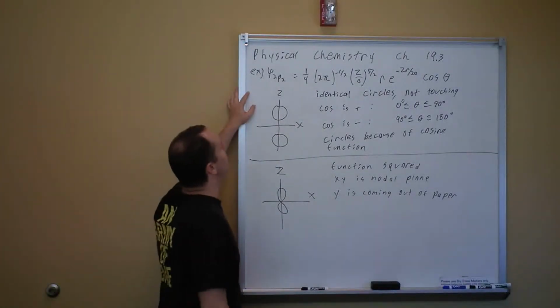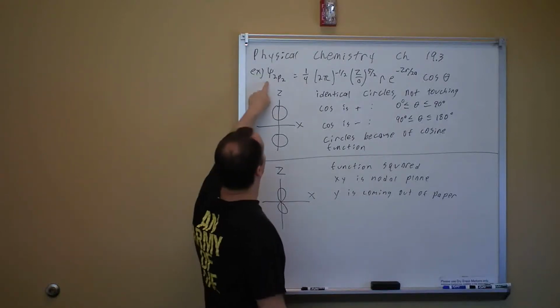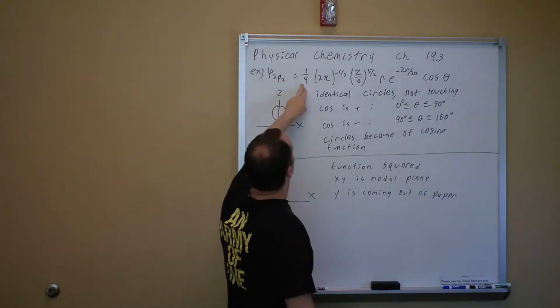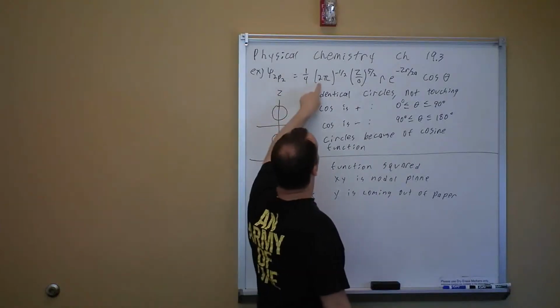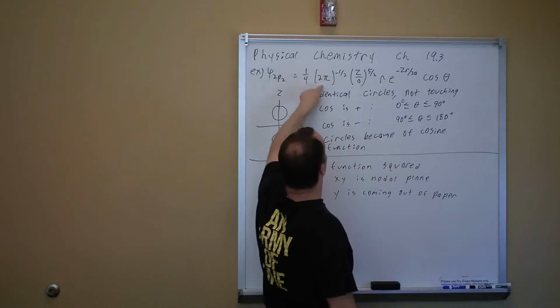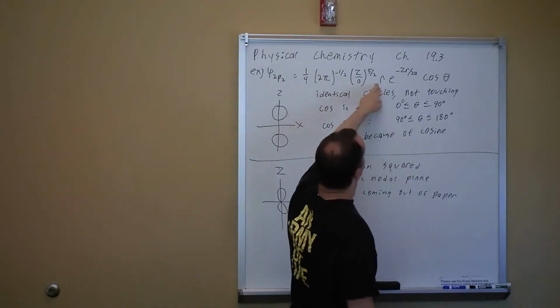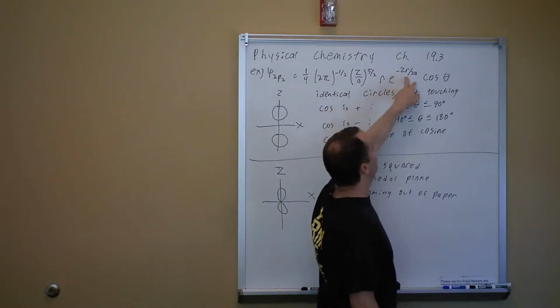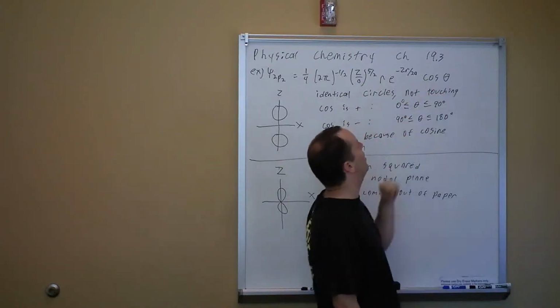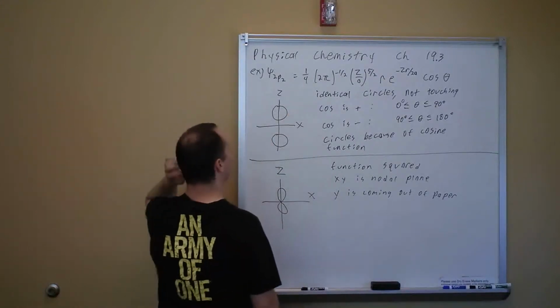Continue on physical chemistry, chapter 19, section 3. So here's an example. We have psi of a 2pz orbital. That function is 1 over 4 times 2 pi to the negative 1/2, so you could write this as 1 over root 2 pi, times Z over a to the 5/2, times r, times e to the minus Zr over 2a, cosine theta.